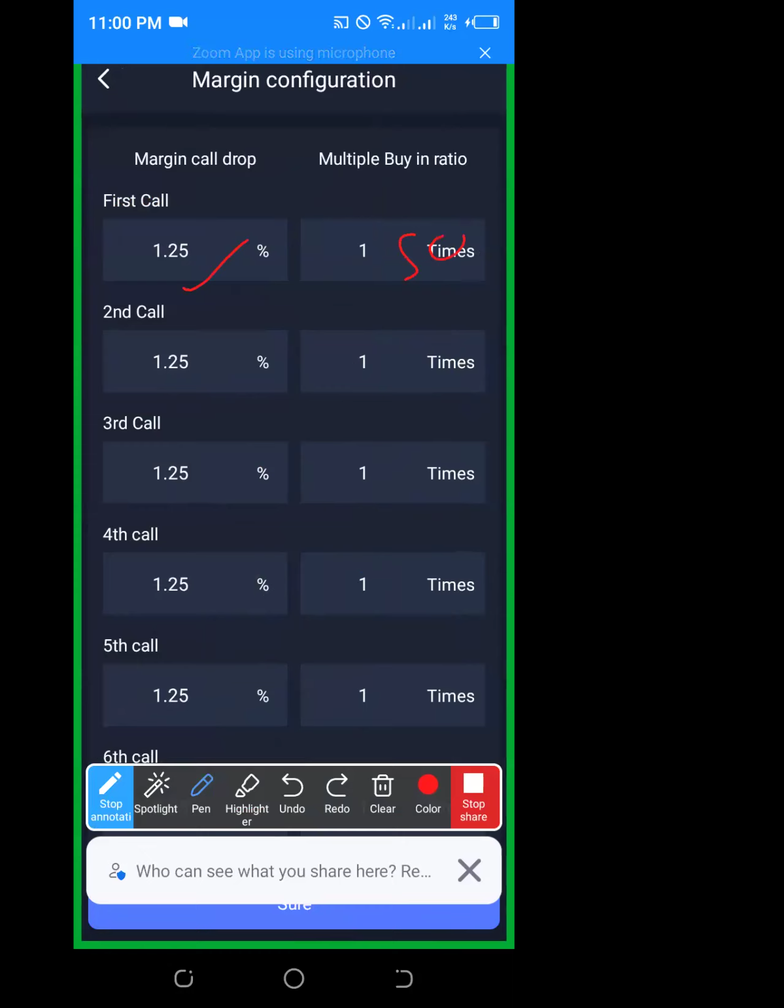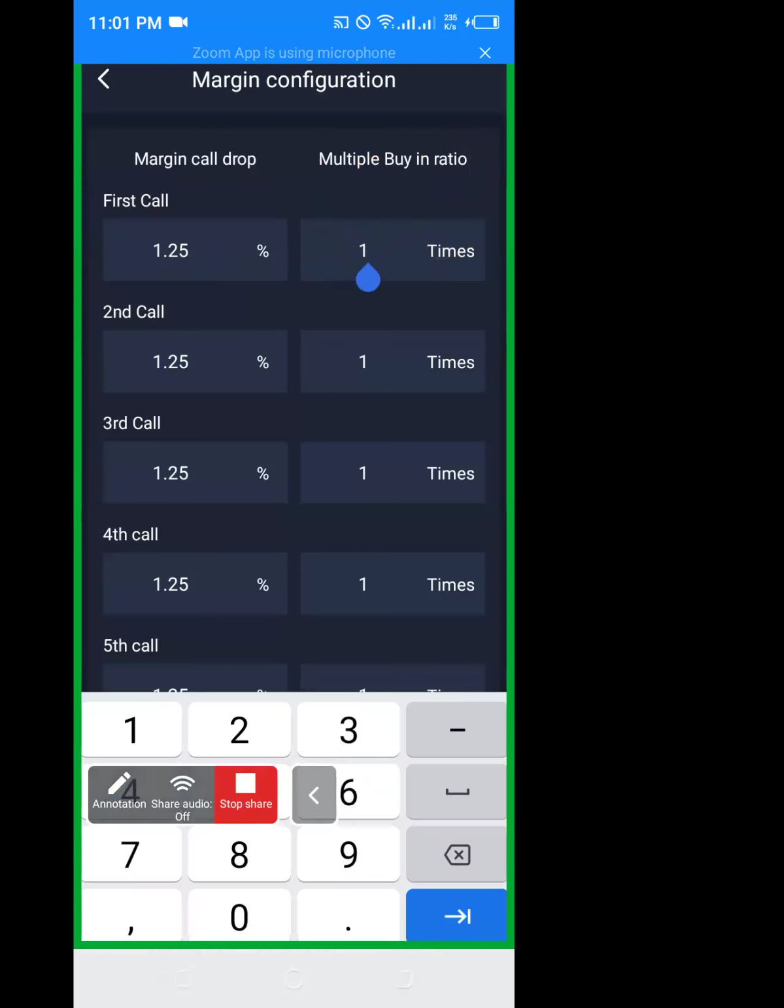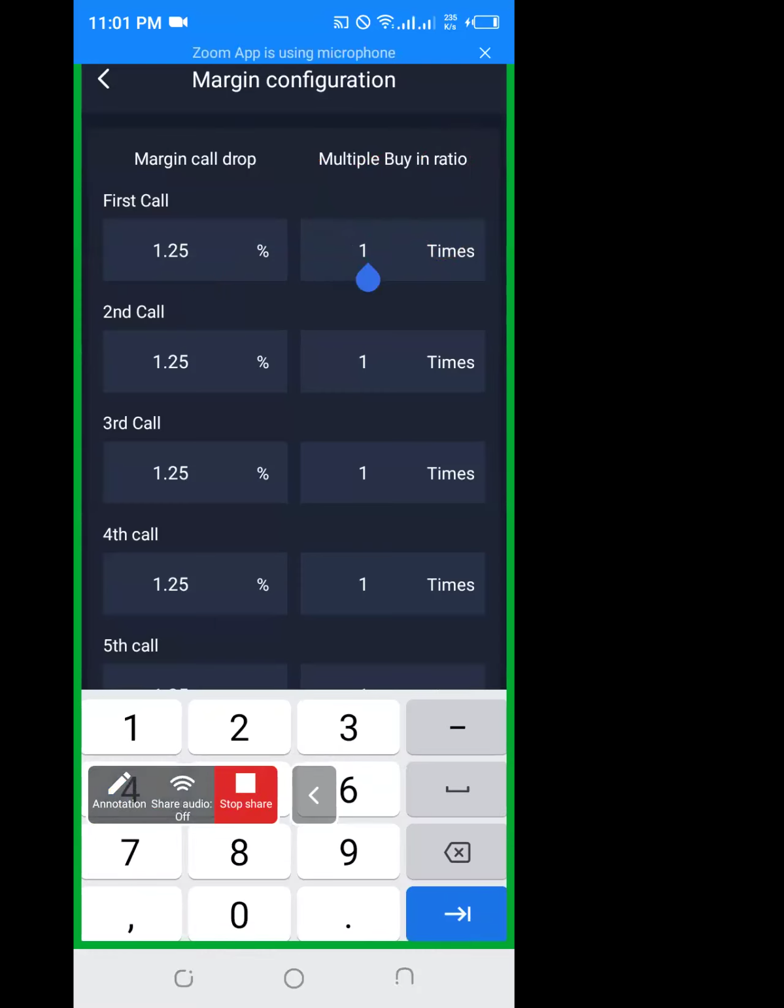If you put a 2 here, it will invest $100. But if you don't have enough capital and you want the robot to buy small, it's better to put 1, so the robot invests $50 whenever the market goes down. It does that to each and every margin call.